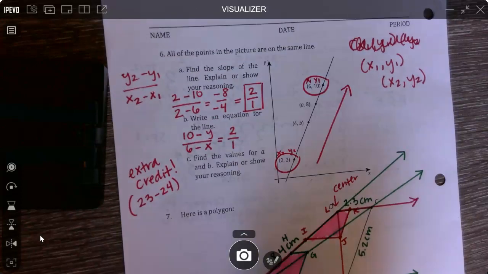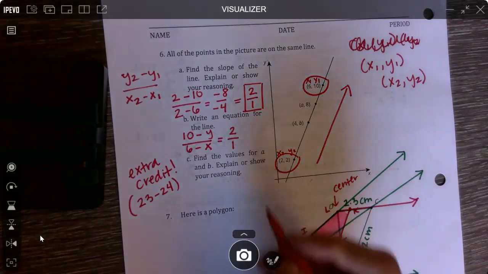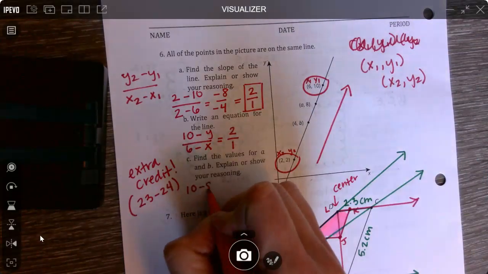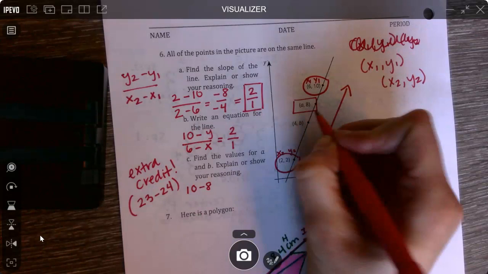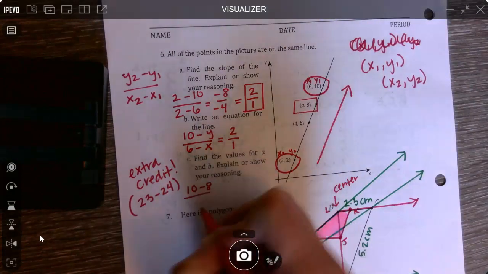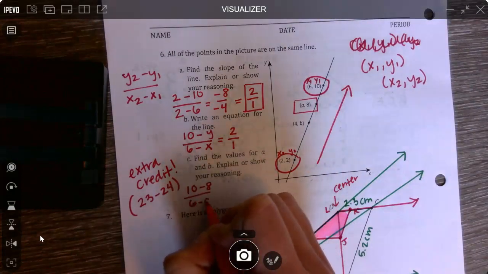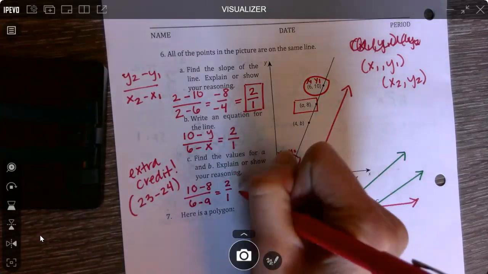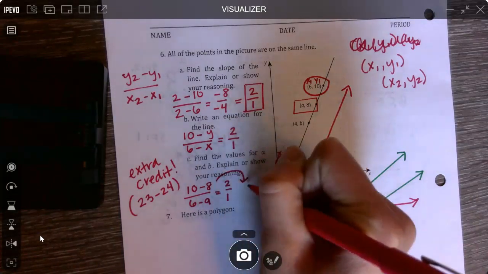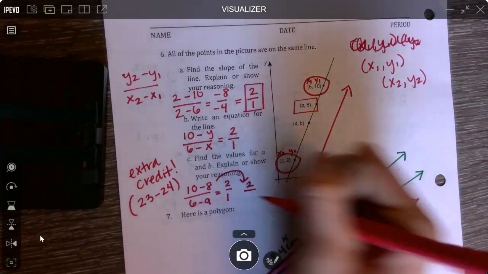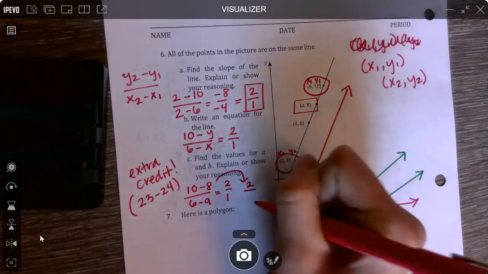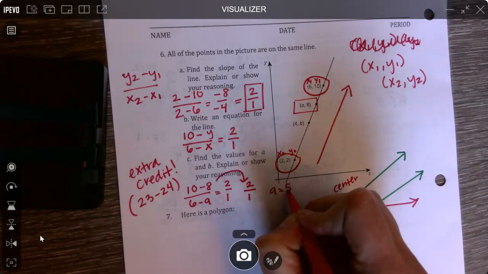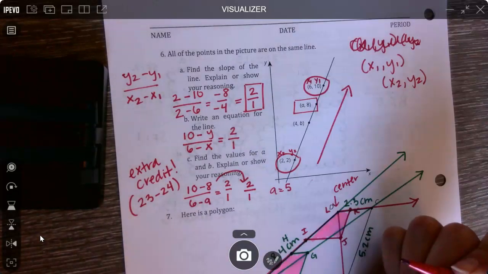Okay? So that being said, now they're saying, okay, well, let's find the values. So if I say, okay, well, I've got 10, and then over here I've got minus 8, because I'm working with this point right here. I know my y value. Over 6 minus a, I have to get 2 over 1. Well, 10 minus 8 is what? 10 minus 8 is 2. 6 minus a has to get me 1. So 6 minus 5. So that means that my a value has to be 5 to make this true.